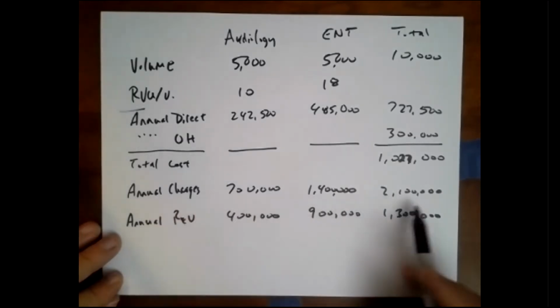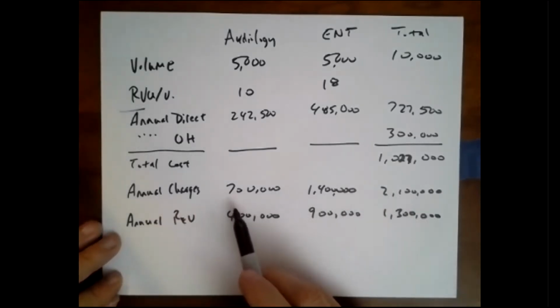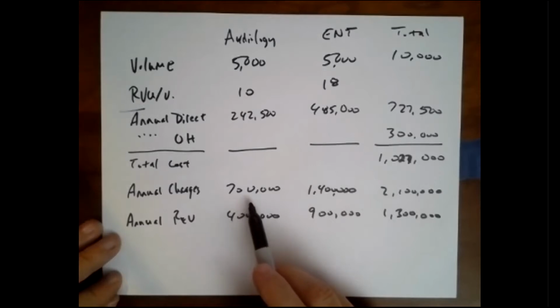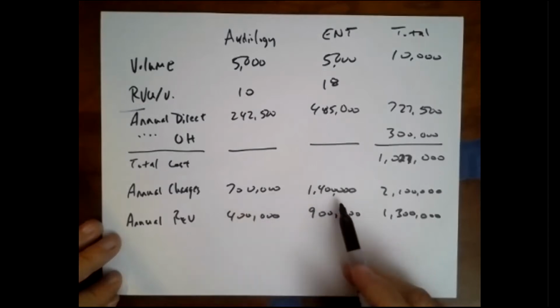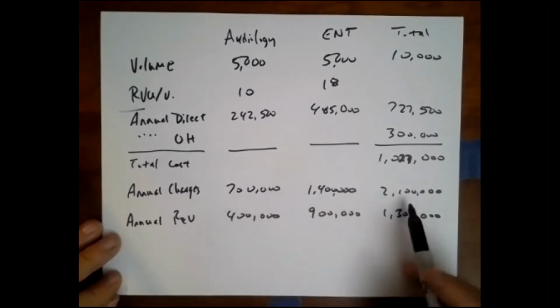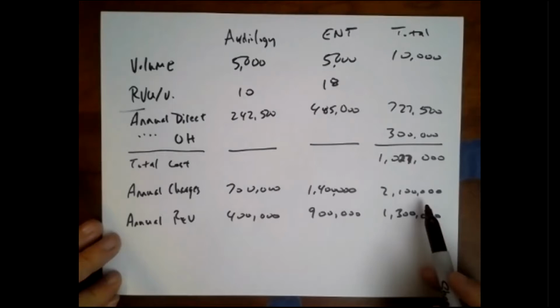So the first line here are the actual charges based on, say, the charge master. So their charges coming out of audiology were 700,000, charges coming out of ENT were 1.4 million. Add those 2 together, and the combined operation bills out 2.1 million.